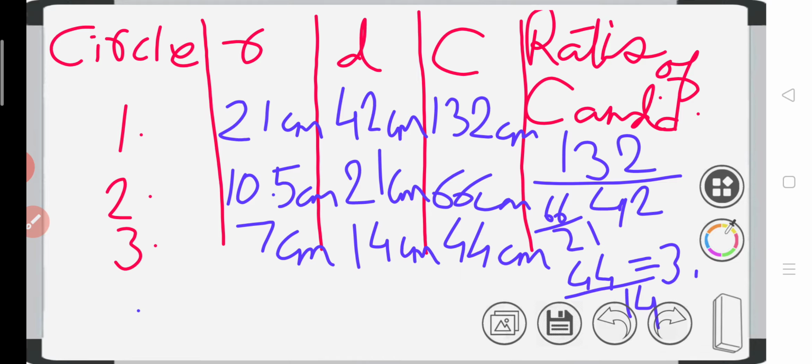When you solve these, you will get 3.14. Similarly, here also you will get 3.14. Here also 66 divided by 21 will come out to be 3.14. So you can see that in all the cases, whether the circle is large or small, the ratio of C by D is constant, and this constant is equal to 3.14.